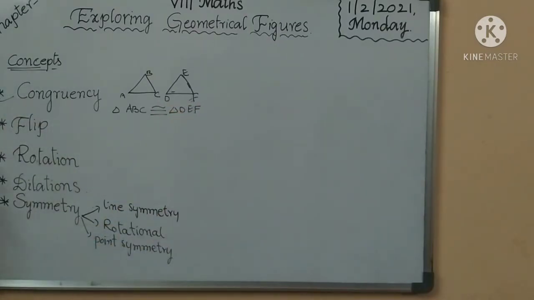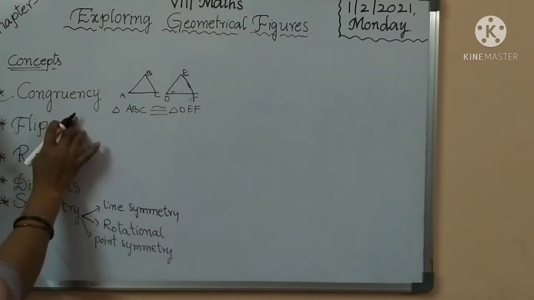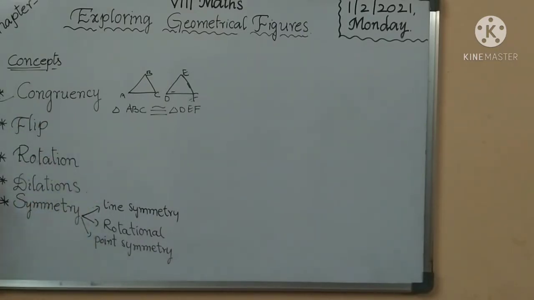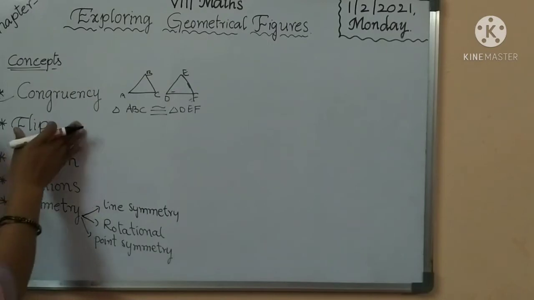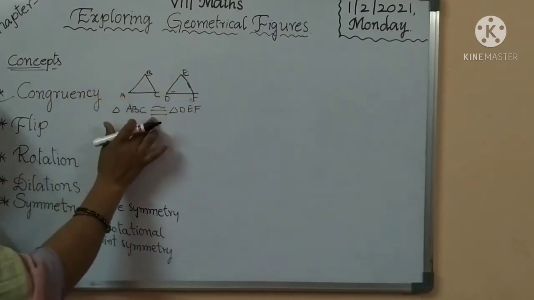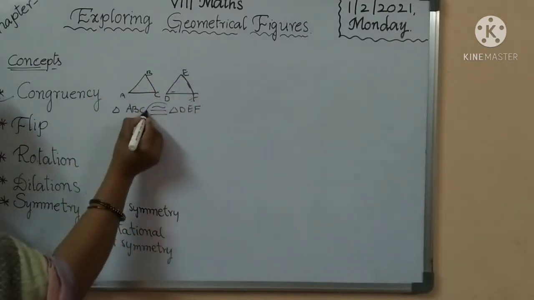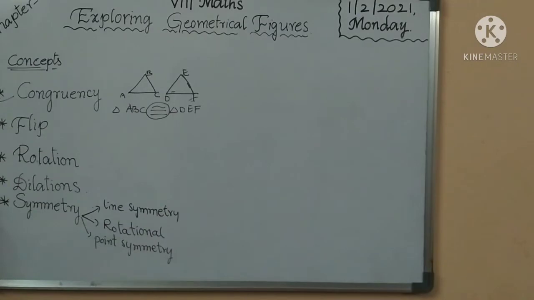Okay children, did you understand? What is the meaning of congruence? The meaning of congruence is the same shape and size. Same shape and size is called congruence. So triangle ABC is congruent to triangle DEF. This is the symbol of congruence.